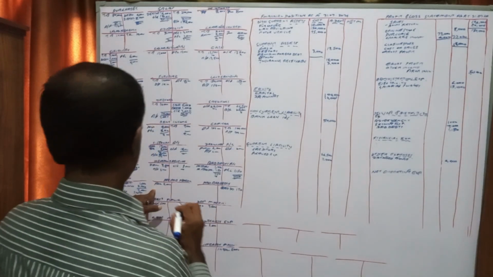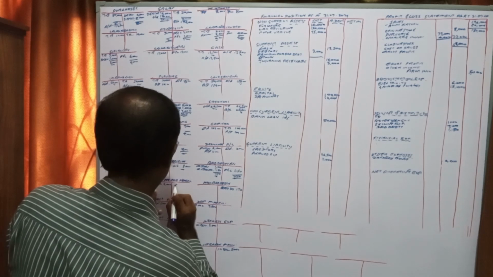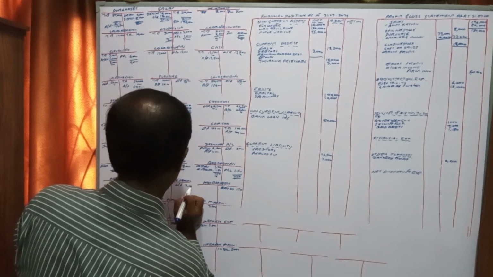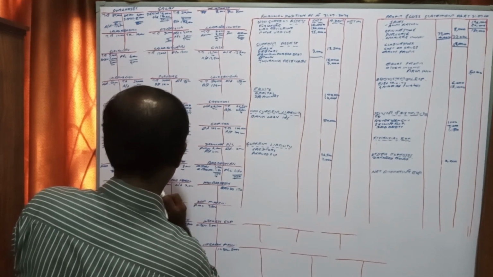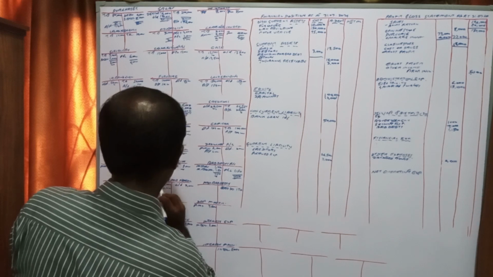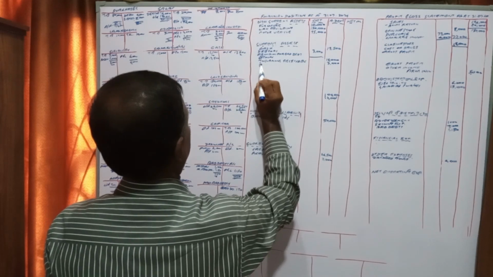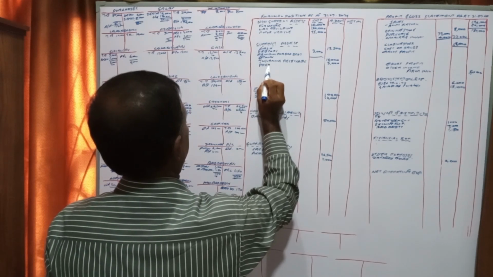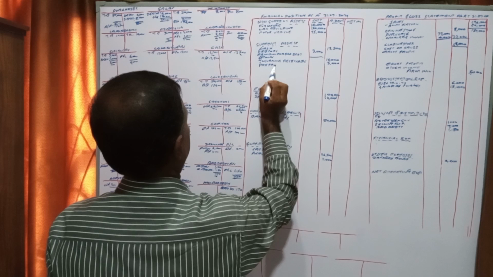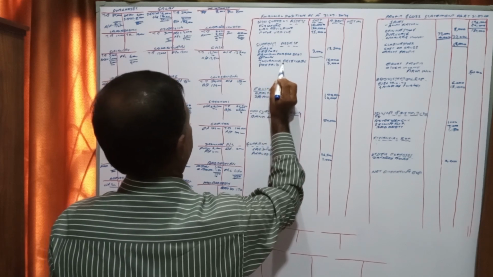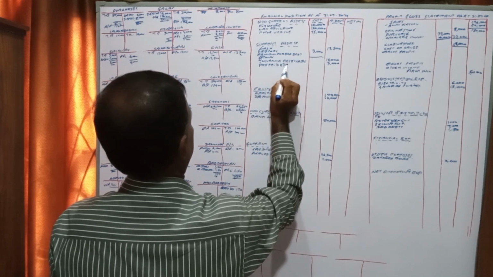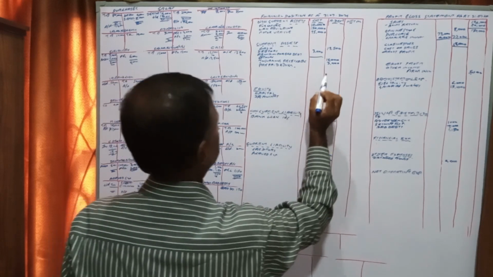Prepaid advertisement, right? Carried down, brought forward prepaid advertisement 2,000.